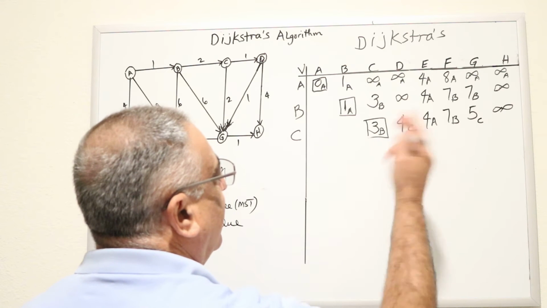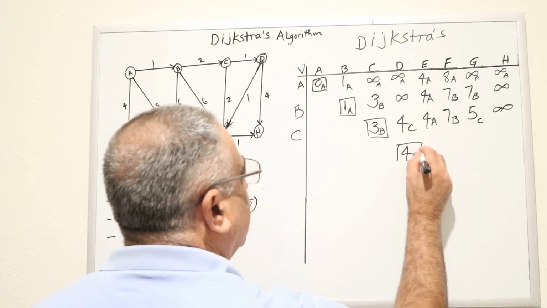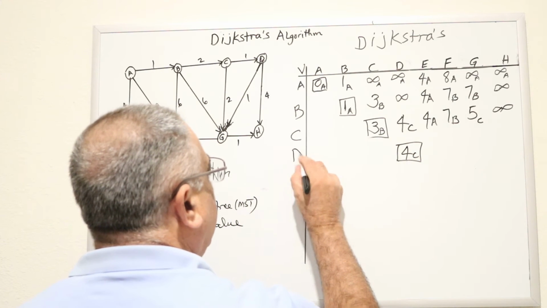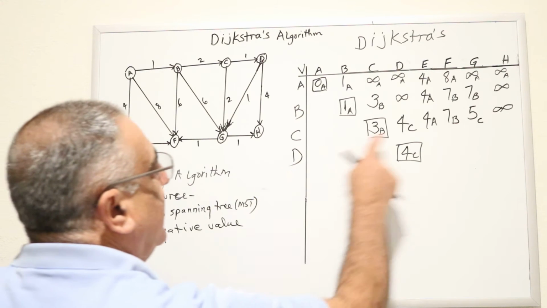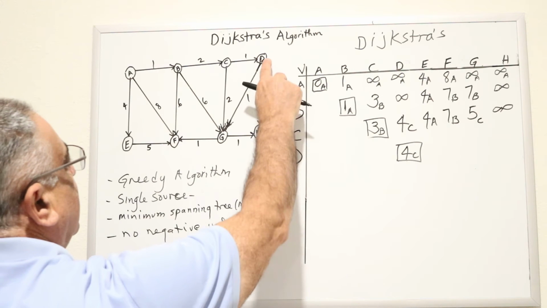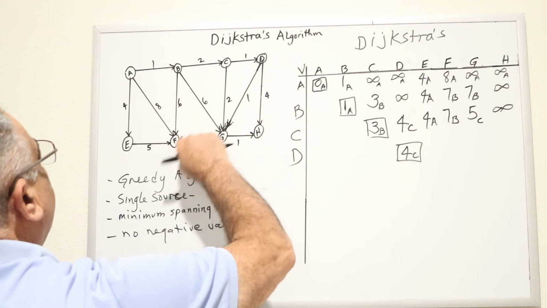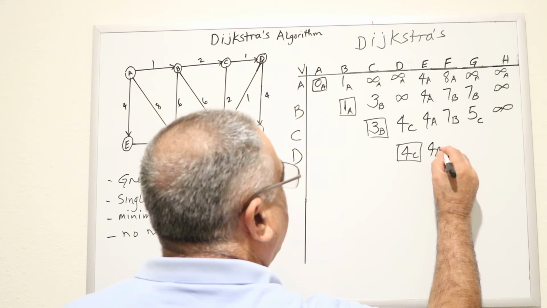These 4 are equivalent. I can take either one, so I'm going to take the first one, and I'm going to box it, and that's going to be D. Now, what is the distance from D to E? Okay, let's look at D. To E, alright, there is no direct link. I'm going to leave my 4 there.